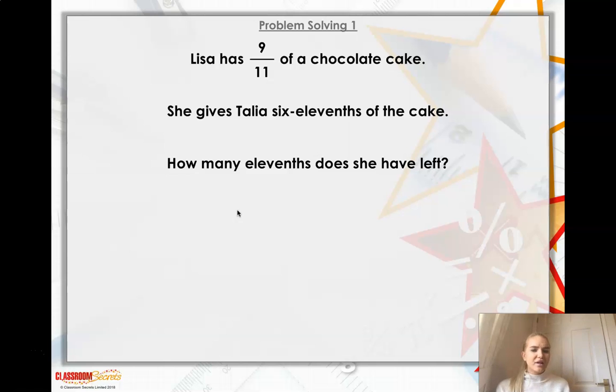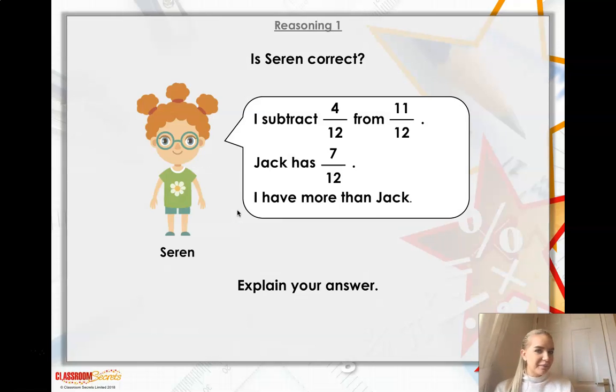Would it be 7 elevenths take away 9 elevenths? No, it wouldn't, would it? It would be 9 elevenths take away 6 elevenths. What is 9 elevenths take away 6 elevenths? That's right, it's 3 elevenths. So Lisa would have 3 elevenths of chocolate cake left, which is more than enough for me. Another question here, is Seren correct?